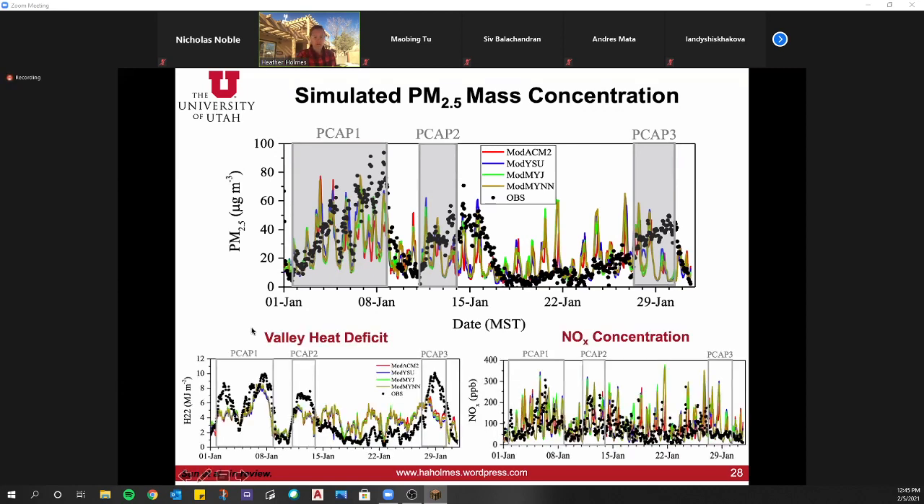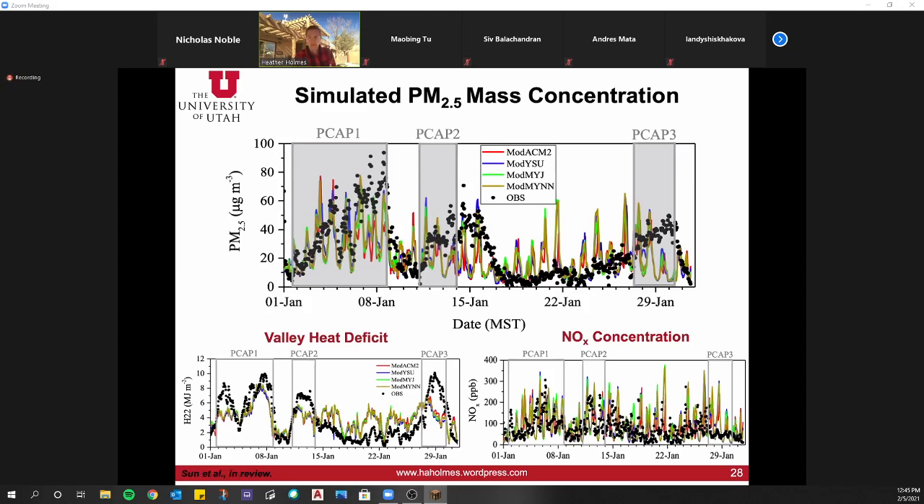So we looked at why this could be. So the valley heat deficit, this slide I just showed before, you can see, especially at the beginning of this event, where the stability of the atmosphere is not captured in CMAQ. The model doesn't know at the beginning that this is going to build, basically because it's not getting the meteorological processes simulated correctly.